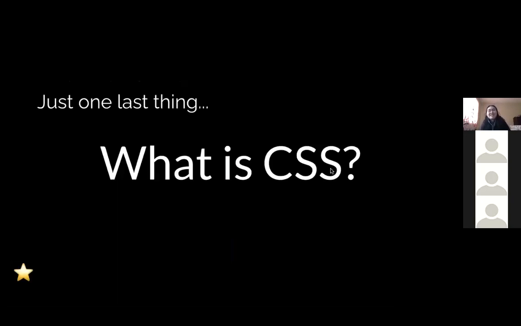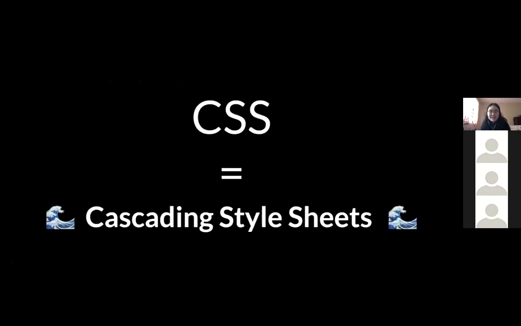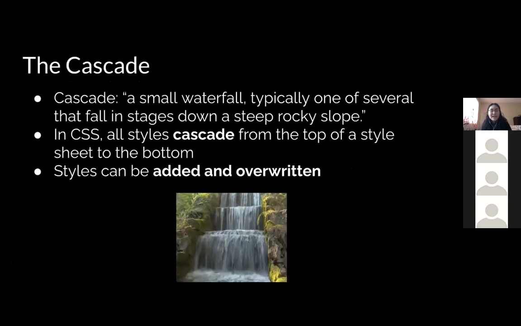Okay, so just one last thing. We didn't really actually define CSS. At the beginning, we just said it's making stuff look good. So we're actually going to define CSS. CSS stands for cascading style sheets. The definition of a cascade is a small waterfall, typically one of several that follows in stages of the steep rocky slope. So in CSS, all styles cascade from the top style to the bottom of the sheet.